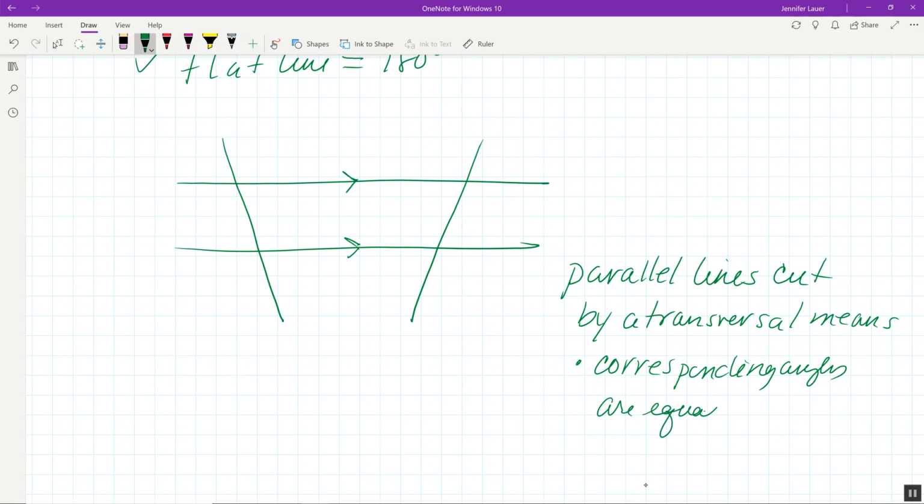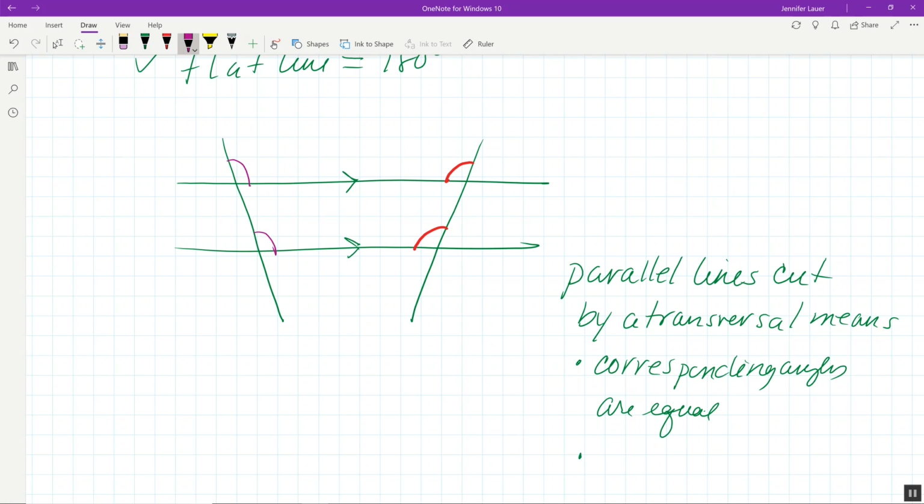Sorry about that. I hit that button on the pen. It just disappears. So what does that mean? Well, let me show you in red. This angle corresponds to this angle, so therefore they are equal. You can say this angle corresponds to this angle, so therefore they are equal.